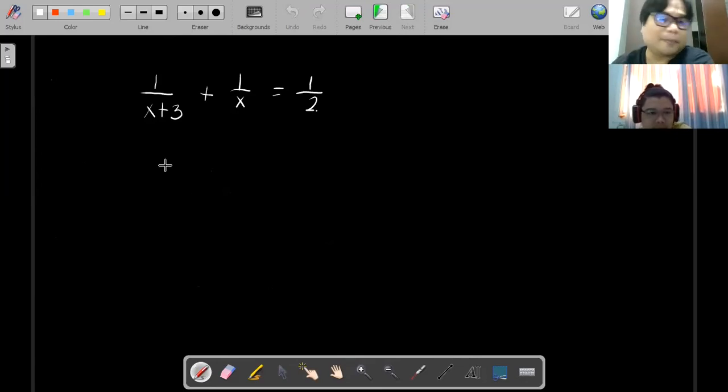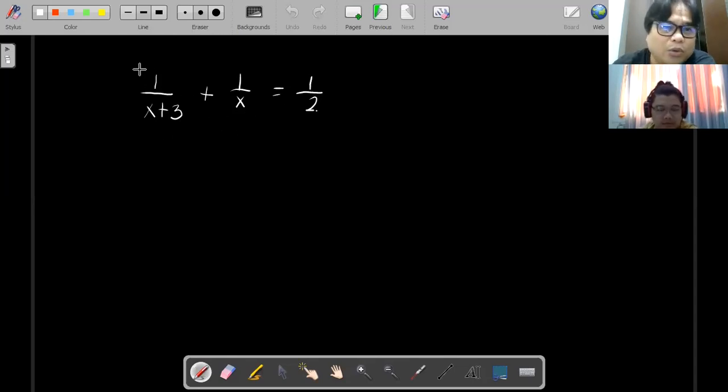Okay, this one. Again, in this example, you have three terms, and all terms have a denominator. So basically, this equation is called a rational equation, an algebraic rational equation. So again, before we can even do anything else, we need to get rid first of the denominators.